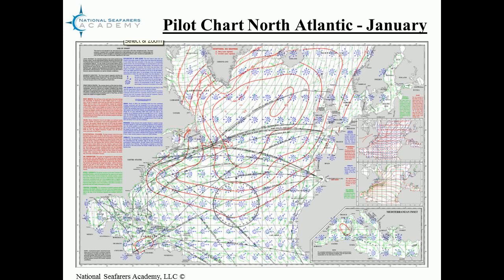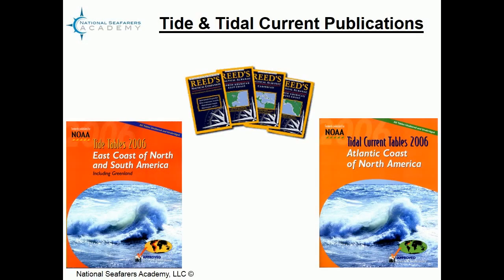Pilot charts depict averages in prevailing winds and currents, air and sea temperatures, wave heights, ice limits, visibility, barometric pressure, and weather conditions at different times of the year. The information used to compile these averages was obtained from oceanographic and meteorologic observations over many decades during the late 18th and 19th centuries. This is an example of a pilot chart for the North Atlantic in January. Tide and tidal current publications provide tide and current predictions.